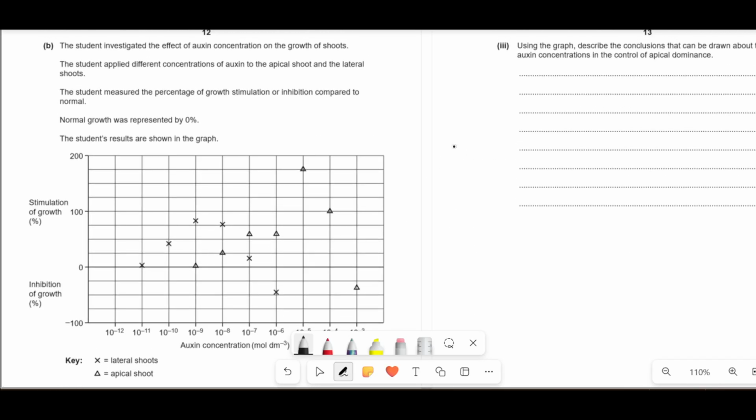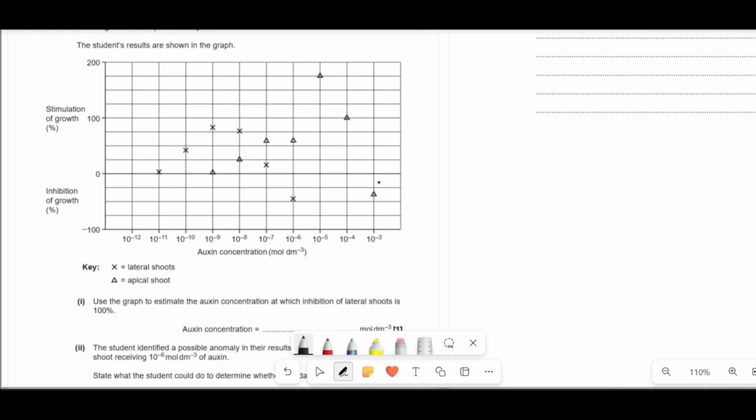So the student investigated the effects of auxin concentration on the growth of shoots. The student applied different concentrations of auxin to the apical shoot and the lateral shoots, and they measured the percentage of growth stimulation and inhibition compared to normal. So normal growth was 0, which is right here. If we look at this, we can see that the lateral shoots have a positive stimulation of growth. There's more growth going on, and then it goes down. Then if we look at the apical shoot, the stimulation of growth starts a little later, and it goes up, and then shoots down. I haven't thought about why, I'm literally just making sense of the results.